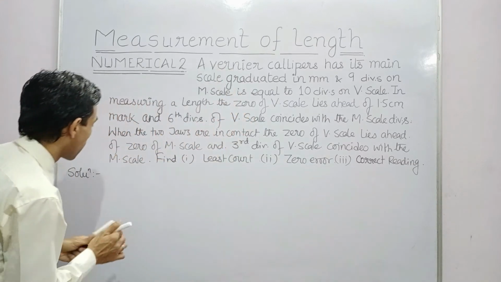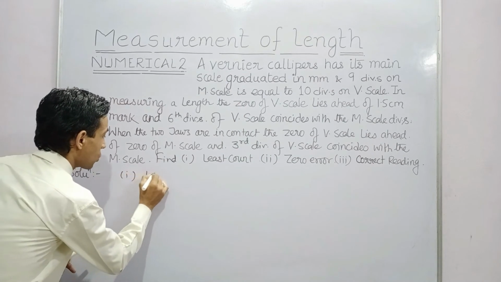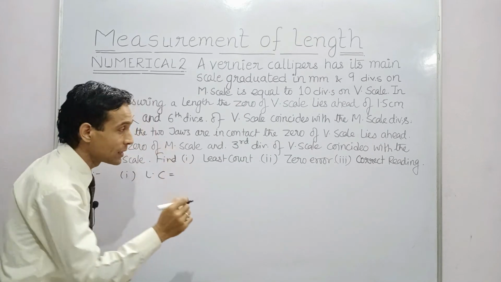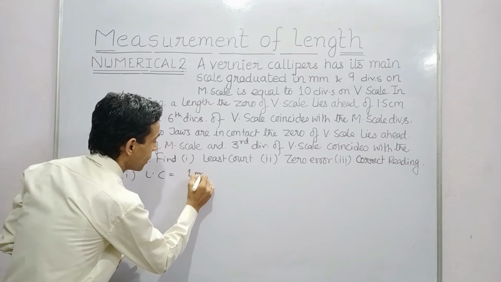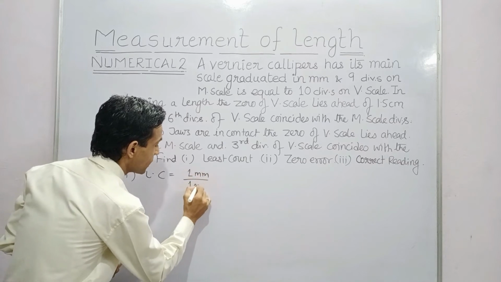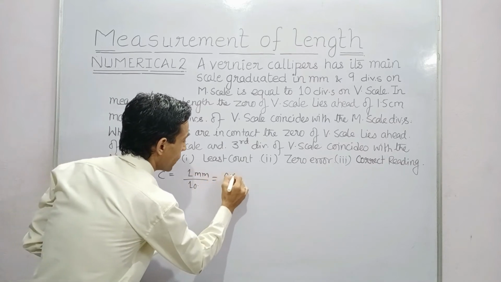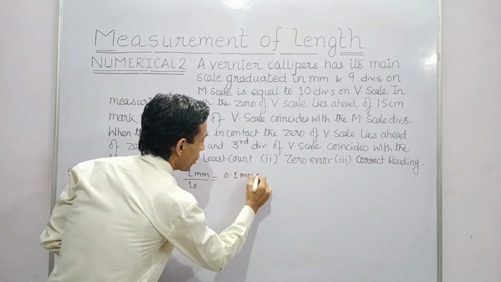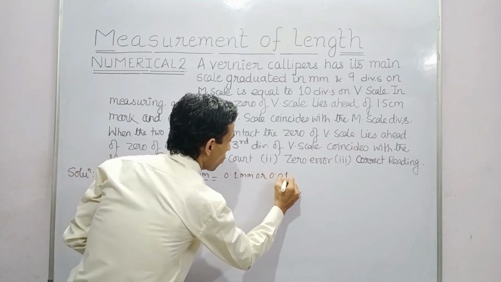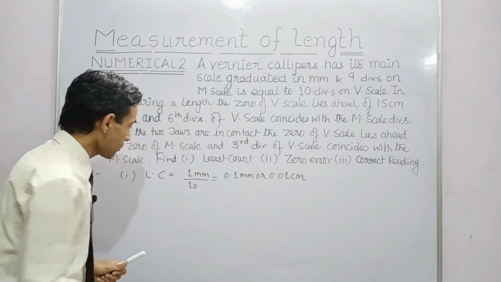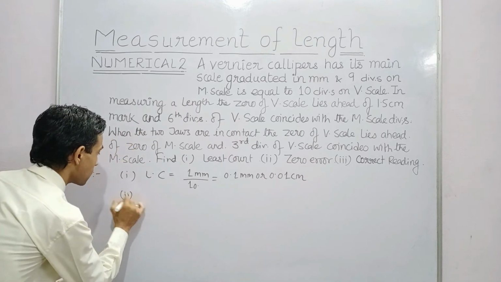So first of all let's find out the least count. So what is least count? Value of one main scale division is 1 millimeter, total number of divisions on the vernier scale is 10, so 0.1 millimeter or 0.01 centimeter.